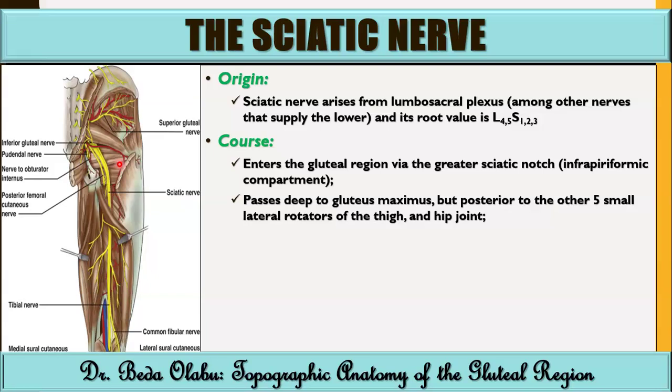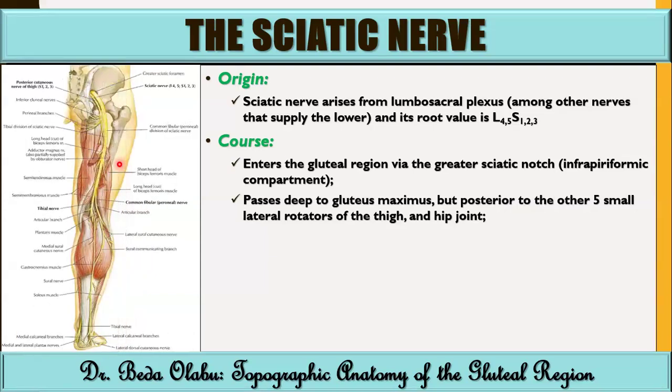In other words, the sciatic nerve is posterior to the hip joint. And that should speak something clinically: if the hip joint was to dislocate posteriorly for whatever reason, then the sciatic nerve will be at risk of injury. This shows you the anatomy, that the nerve is behind the hip joint as well, having removed the muscles of the gluteal region so that we can see the relationship between the nerve and the hip joint.